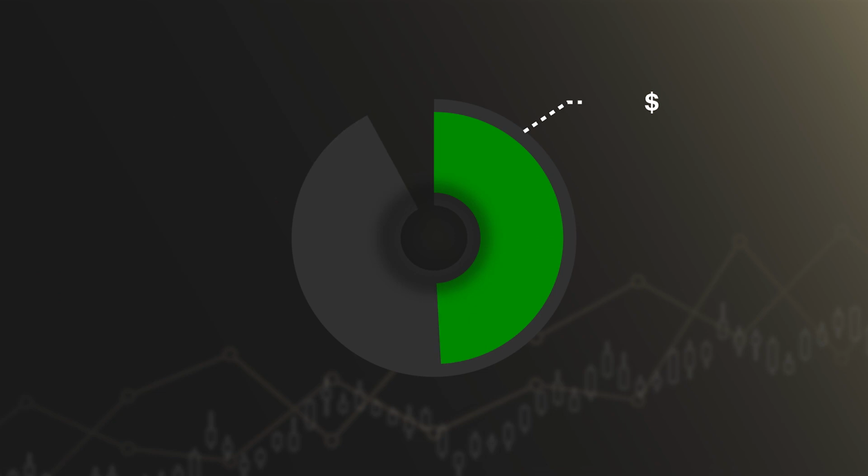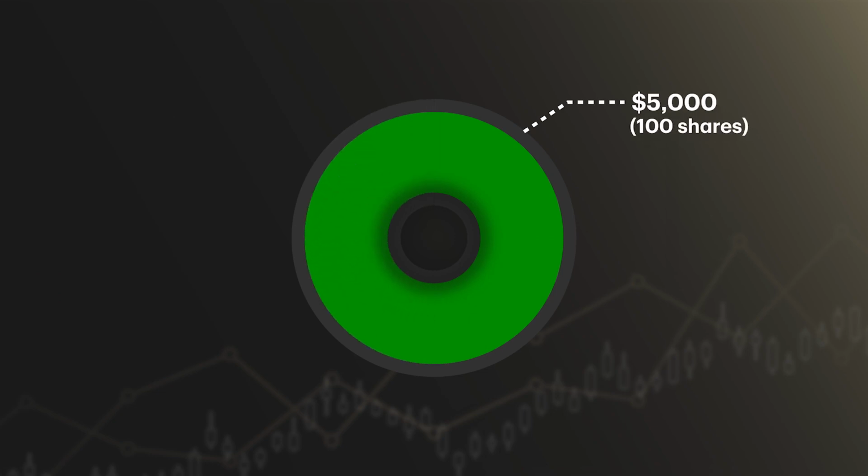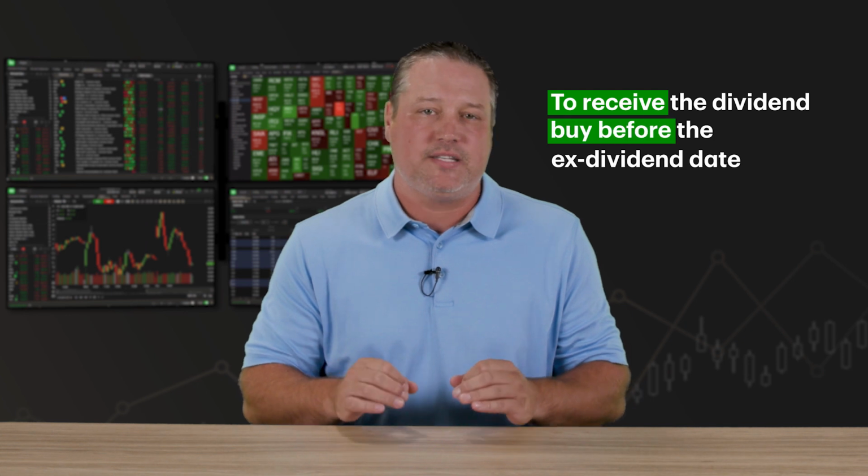Put it this way, let's say you have an investing portfolio that's worth $5,000 and it's only composed of 100 shares of a $50 stock that pays a $1 quarterly dividend. When you receive that next dividend, you'll get $100 in cash. However, the stock price will drop to $49 on the ex-dividend date, meaning the total value of your shares will now be $4,900. Overall, your account's still worth the same $5,000, but now you have cash and stock. And by the way, if you want to receive the dividend, you have to buy it before the ex-dividend date.